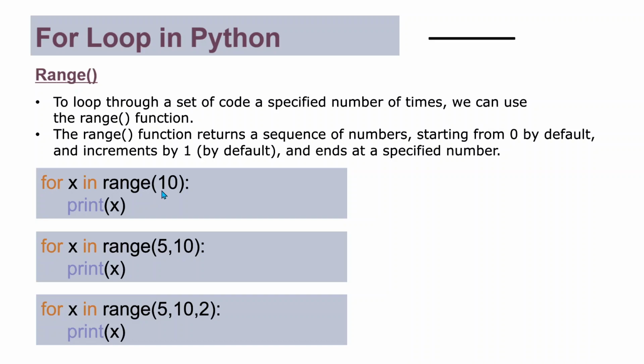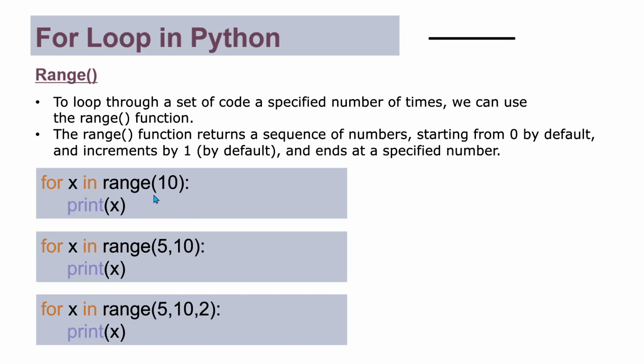There are 3 different ways in which you can use the range function. One is by specifying a single value in the for loop. You can use the range function, and I have specified here 10. It means it will start from 0 and go up to the value 9, so it will end at a value less than 10. The increment value by default will be 1, so the values will be 0, 1, 2, and so on.